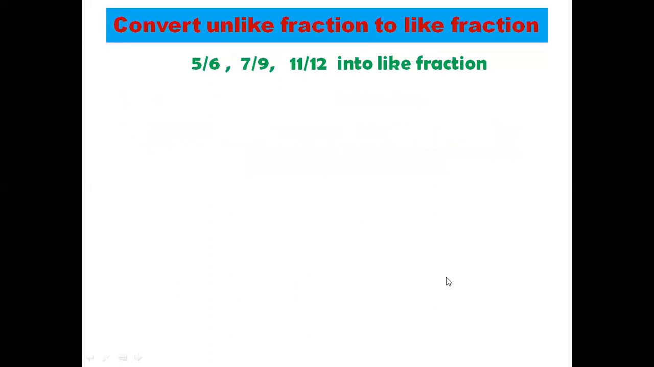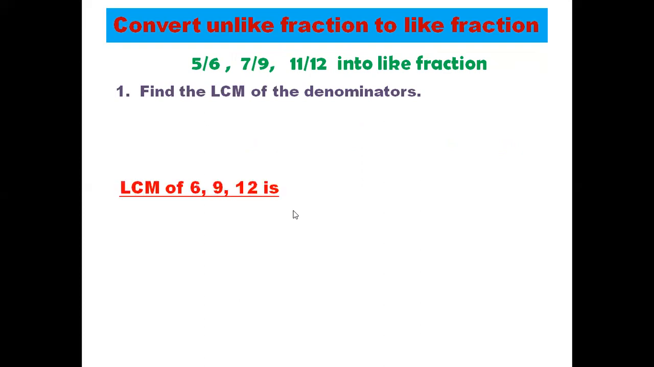Now this is another example: 5 by 6, 7 by 9 and 11 by 12 into like fractions. So the first step is we have to find the LCM of the denominators. So let us find the LCM of the denominators 6, 9 and 12. So 6, 9 and 12 are divisible by 3. So 3 times 2 is 6, 3 times 3 is 9, 3 times 4 is 12. Now we divide by 2. So 2 times 1 is 2, 3 will remain as it is, and 2 times 2 is 4.